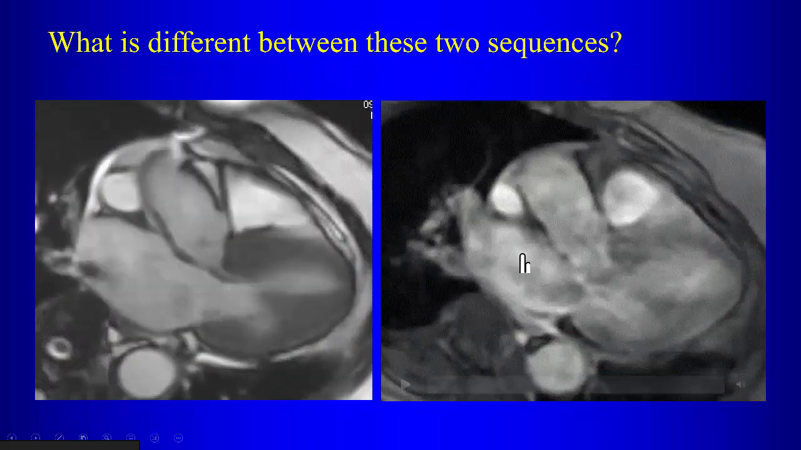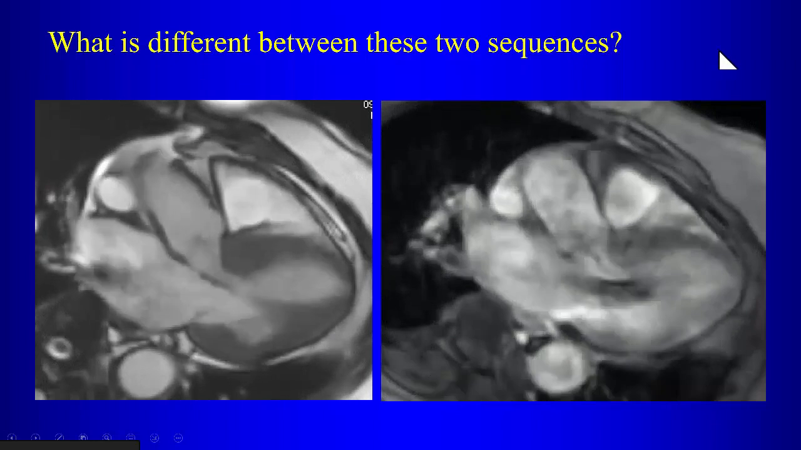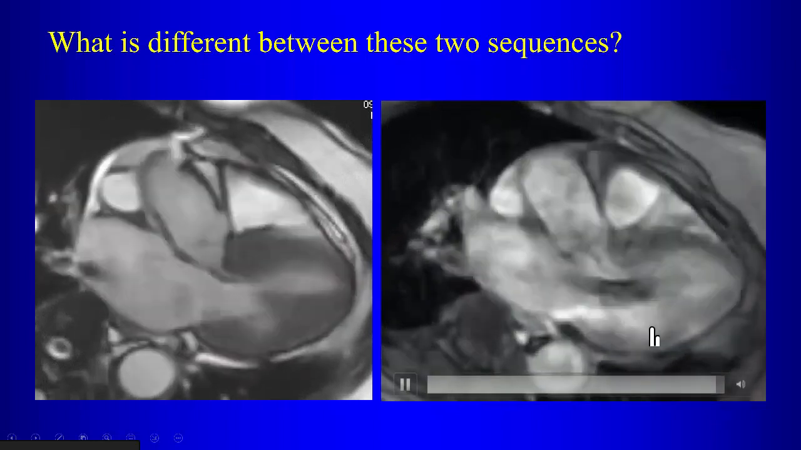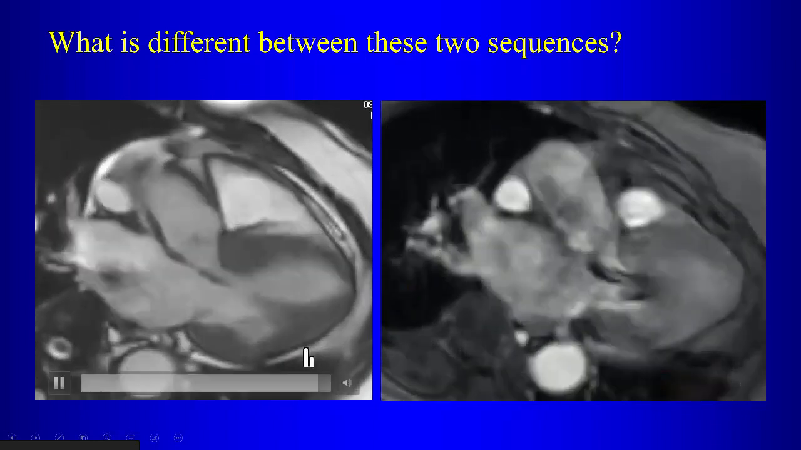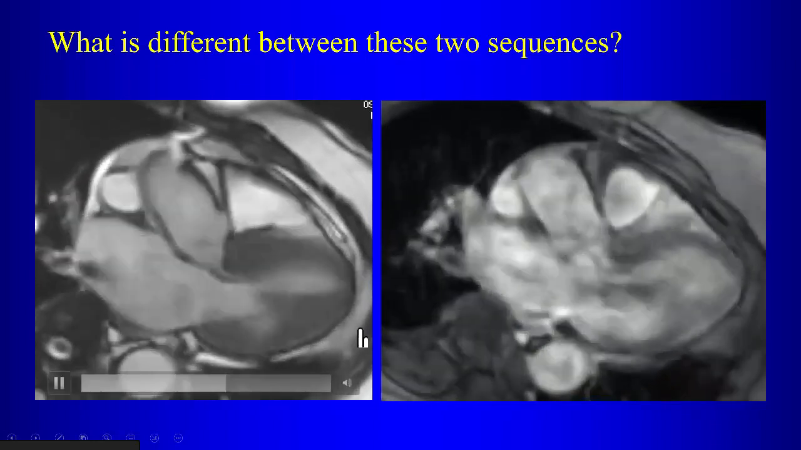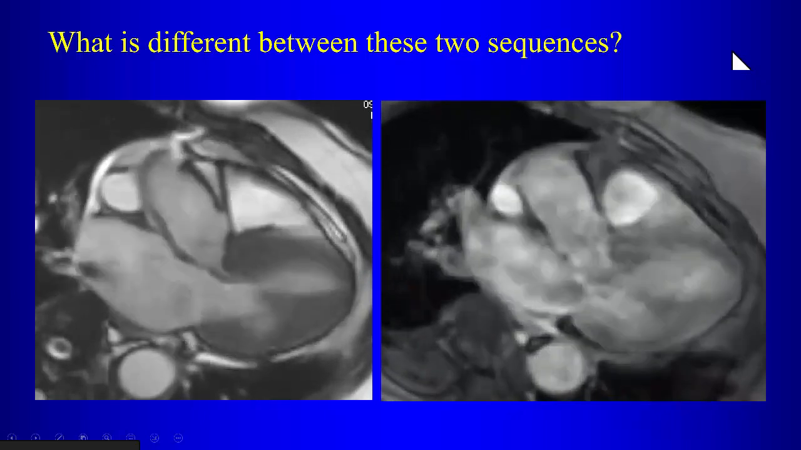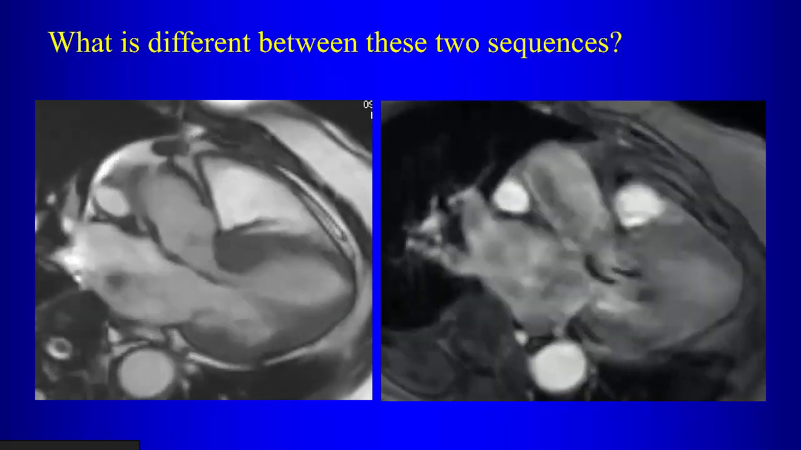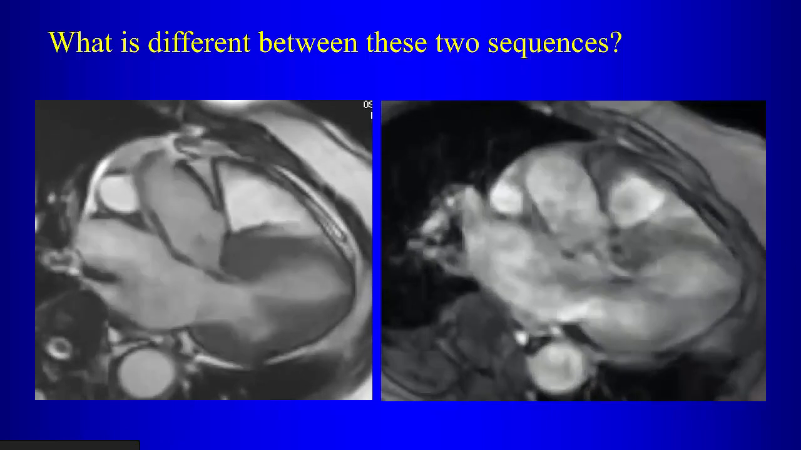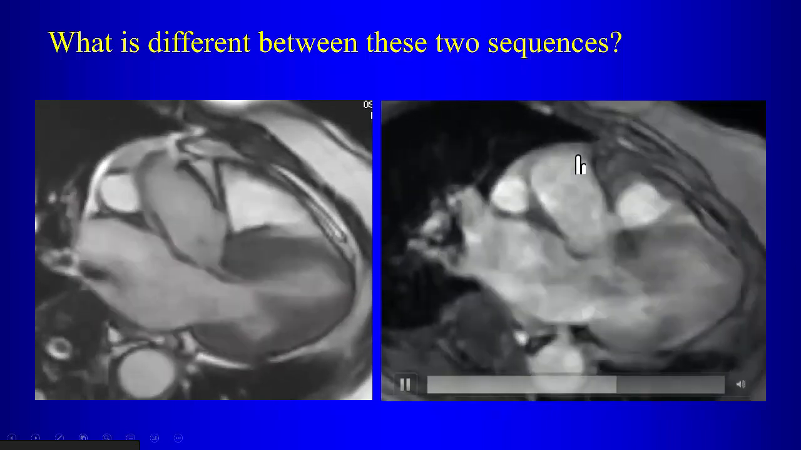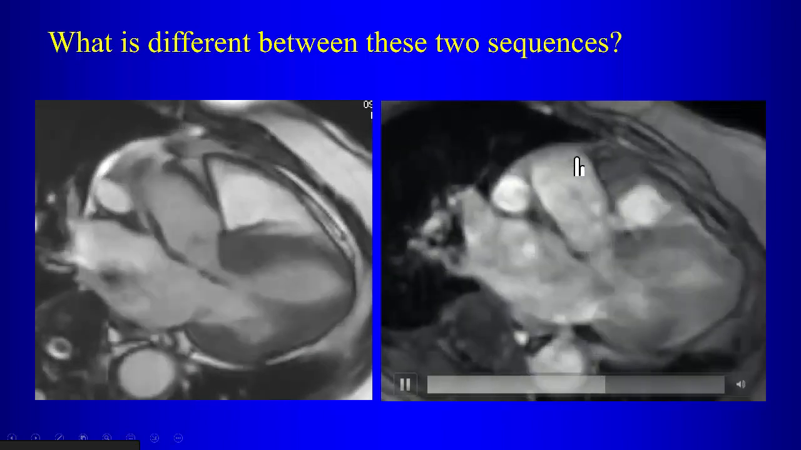Now, if you're looking for turbulent flow, right, if that's what you're looking for, notice that it's much more obvious on the second sequence than on the first sequence, right? So what's different between these two sequences? Anybody have an idea if you're looking for turbulent flow? How might you sensitize the sequence to the turbulent flow? What's different about these two sequences?